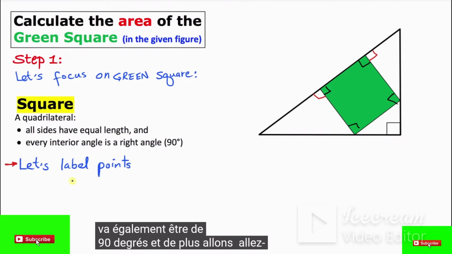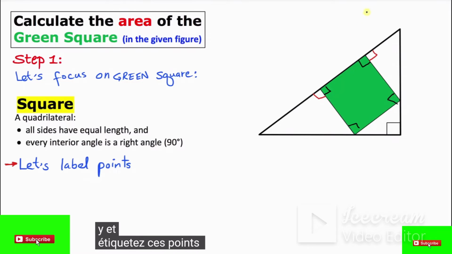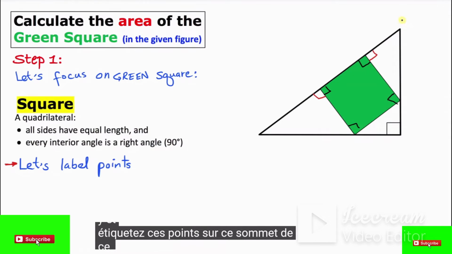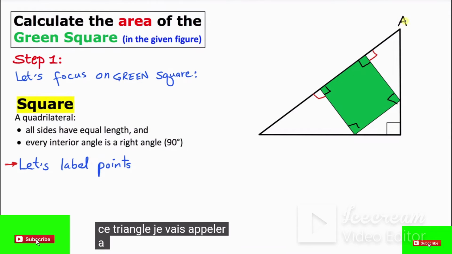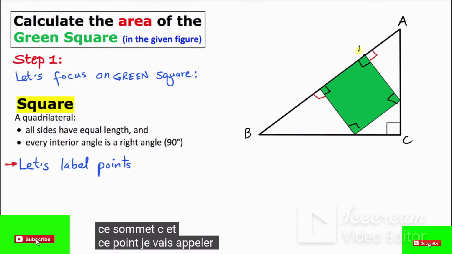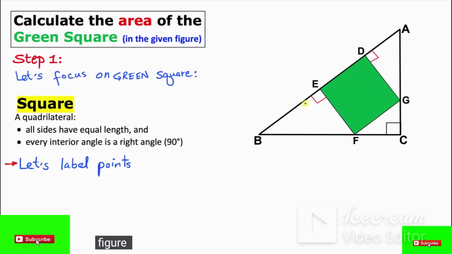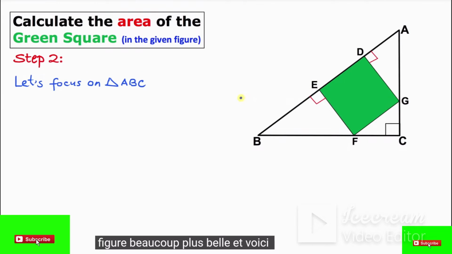And furthermore, let's go ahead and label these points. On this vertex of this triangle, I'm going to call A, this vertex B, this vertex C, and this point I am going to call D, this point I am going to call E, this point F, and finally this point G. And here is our much nicer looking figure. And here is our next step.